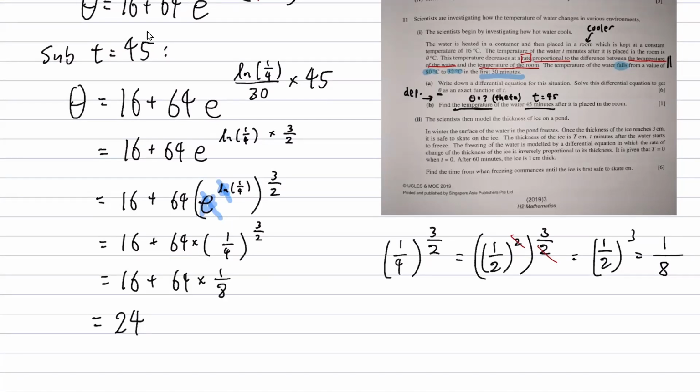I think this one, 64 divided by 8, can do manually already. 16 plus 8, then you get 24. 8 times 8 is 64. I'm sure you know that. So theta equals 24, or if you want to be more precise, 24 degrees Celsius. Okay, that is part B done. Let's move on to the next part.